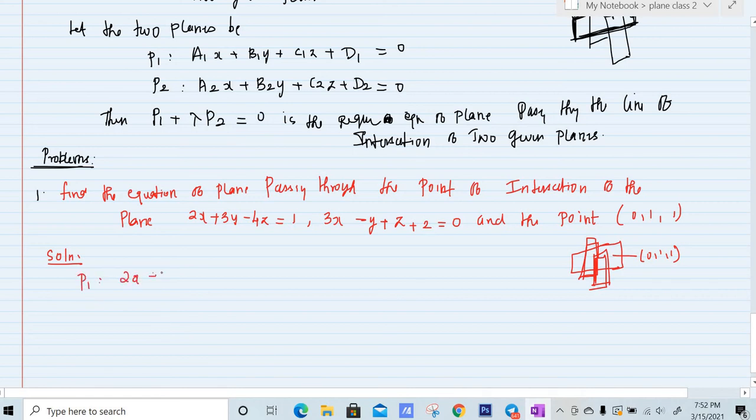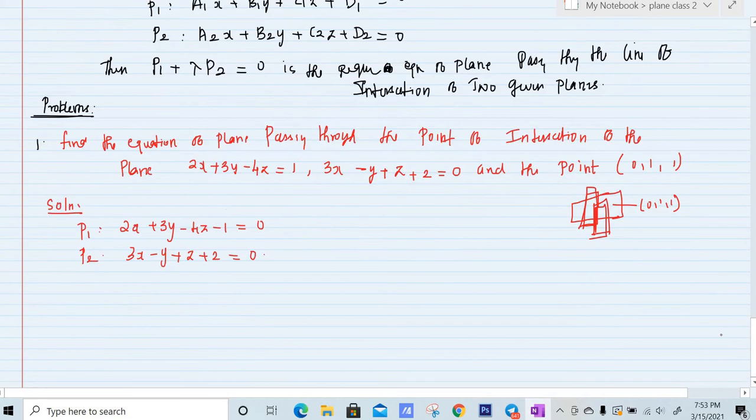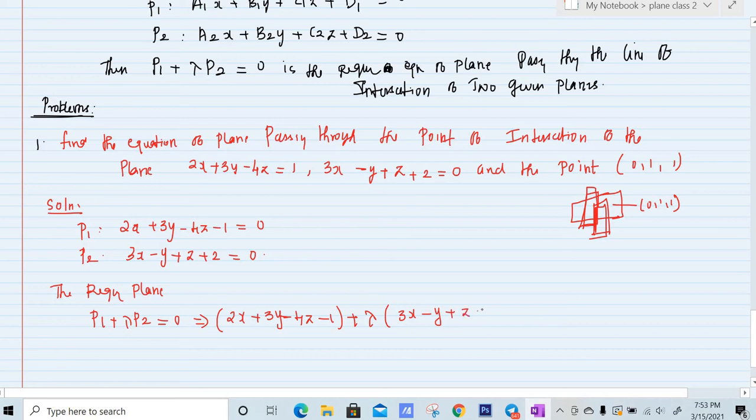They are given P1 as 2x plus 3y minus 4z minus 1 is equal to 0, and P2 as 3x minus y plus z plus 2 is equal to 0. Now we need to find the equation of plane passing through the point of intersection. The required plane is P1 plus lambda P2 is equal to 0. So 2x plus 3y minus 4z minus 1 plus lambda into 3x minus y plus z plus 2 is equal to 0. This is the equation we need to find. If we find lambda, then we can easily solve this equation. Now we need to find lambda.